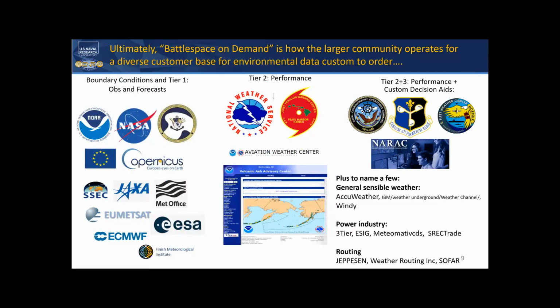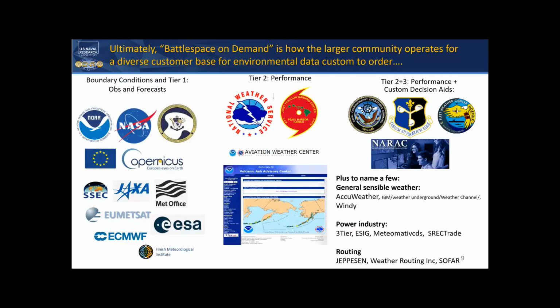So ultimately, this battle space and demand is really how the community works, right? So for boundary conditions in tier one, you've got obs and forecasts, and there's lots and lots of resources for that. So some of them are agencies, NOAA, NASA, the Navy collects its own observations. We use observations from all around the world. Sometimes we even use them from universities.